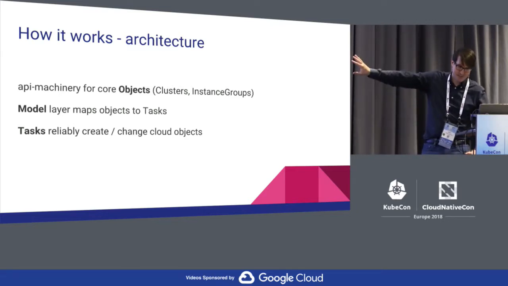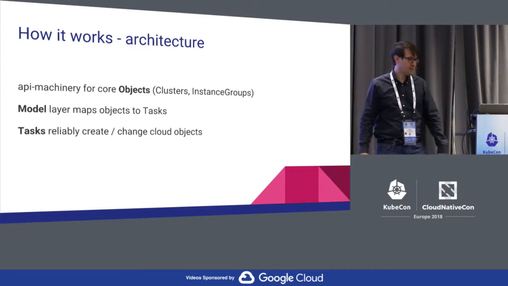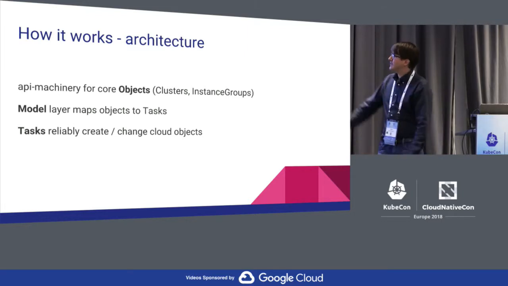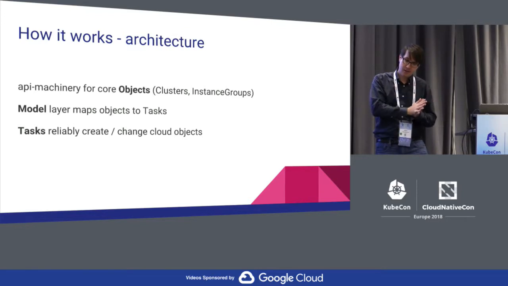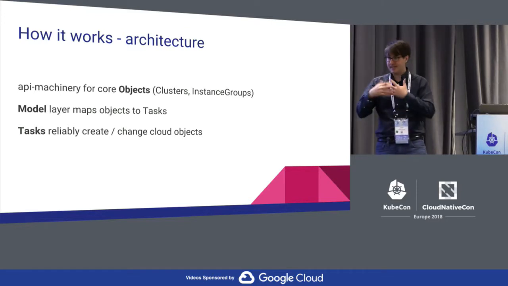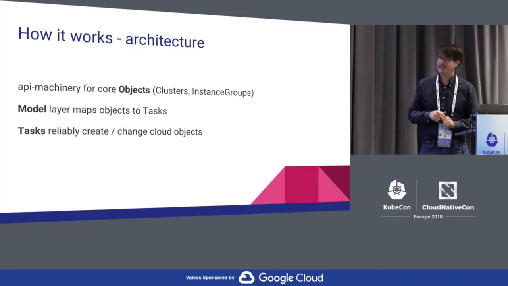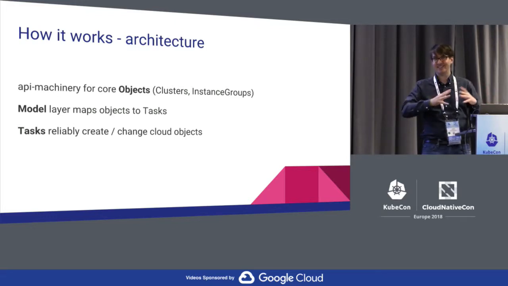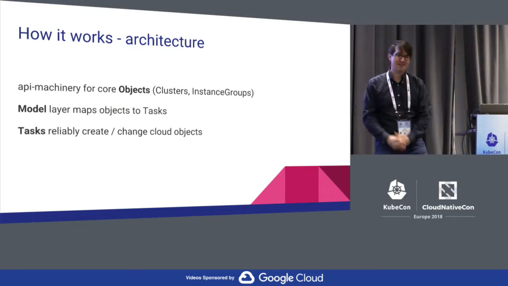So you manage those objects, and then when you run kops update, the kops tool maps that. There's a model layer which transforms the cluster and instance group objects into tasks, which are the units that will go and create a firewall rule or an auto-scaling group on AWS or a managed instance group on GCE. So the model layer translates from the abstract, this is the configuration of the cluster that I want, into the manifestation in cloud objects.